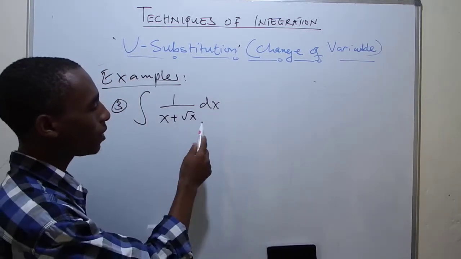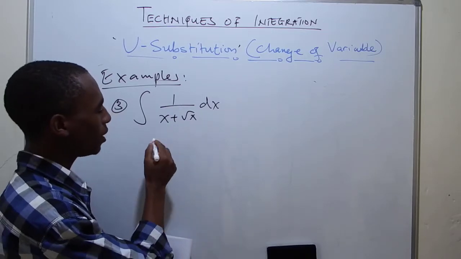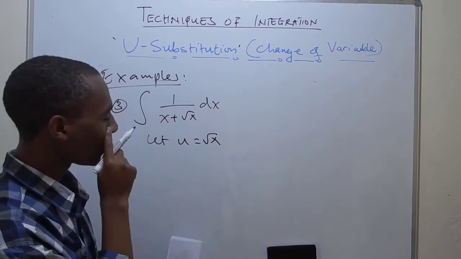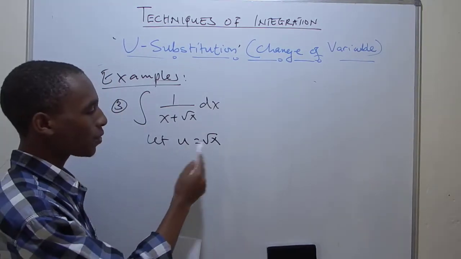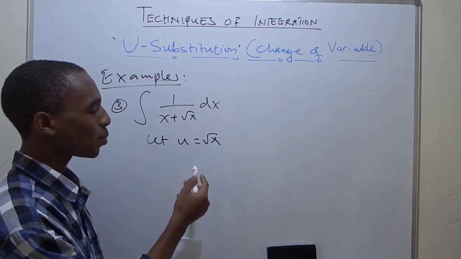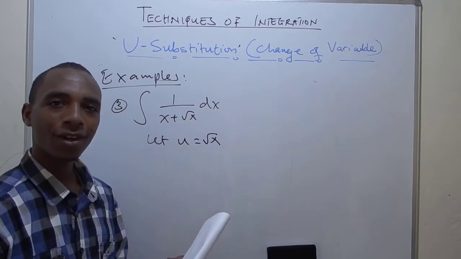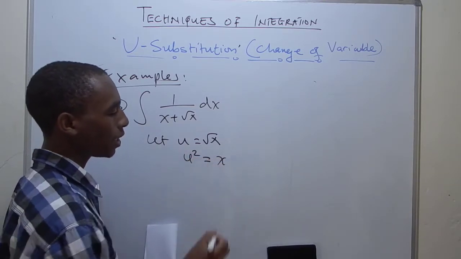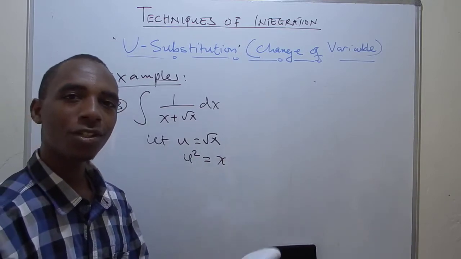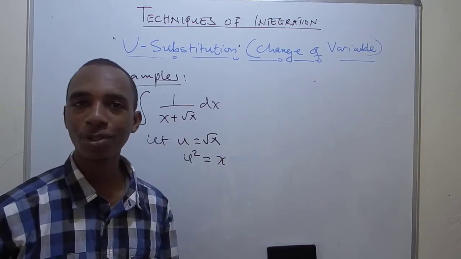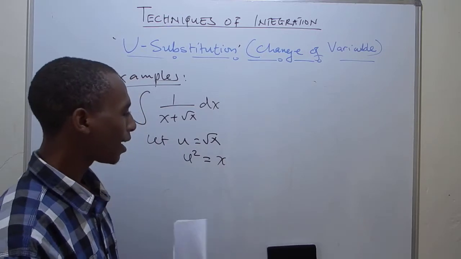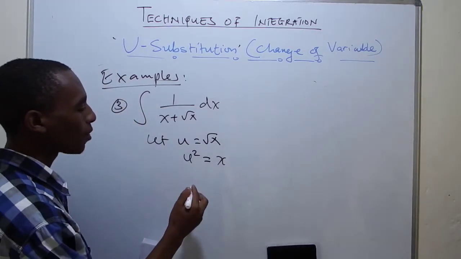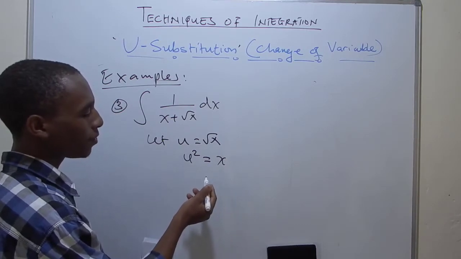Now for this function here, it would be wise to let u be root x. Why is that so? As you can see, if I square both sides, I can easily express x in terms of u. I can say, for example, u squared equals x. It's easier to interchange the two without making the expressions so complicated. So I guess this is going to be a pretty nice substitution. So let's take derivatives on both sides.